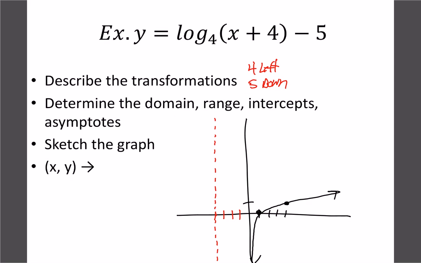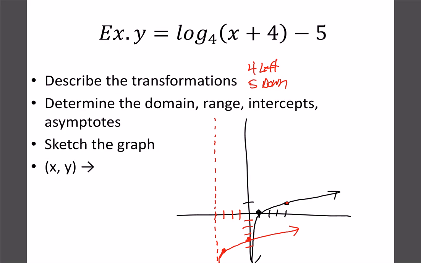And then let's just move each of these points. If we go 4 left, 1, 2, 3, 4, and we go 5 down, that first coordinate would be something like that. Take our second coordinate, go 4 left, 1, 2, 3, 4, and 5 down, 1, 2, 3, 4, 5. It's going to be something like that. So our graph would be something like that. There's our new graph.